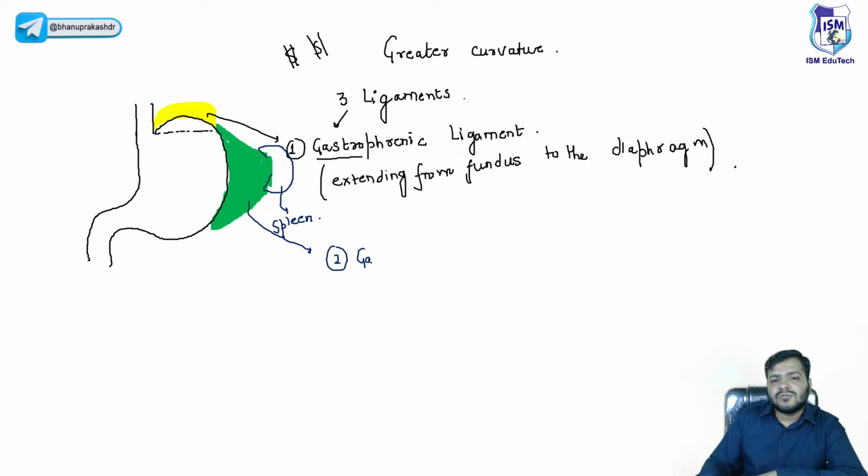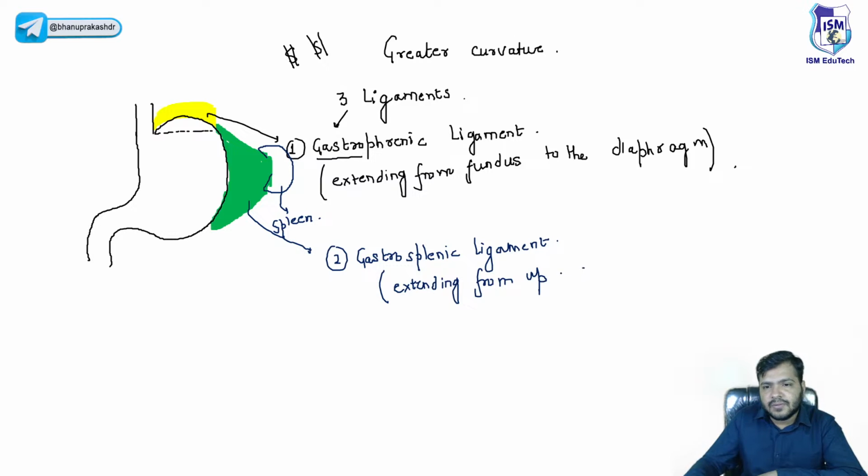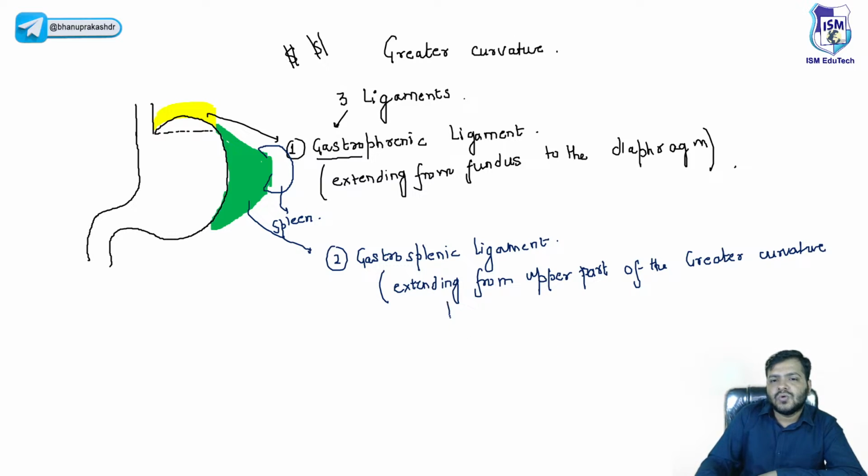So yes, it is the gastrosplenic ligament, and it extends from the upper part of the greater curvature to the hilum of the spleen.